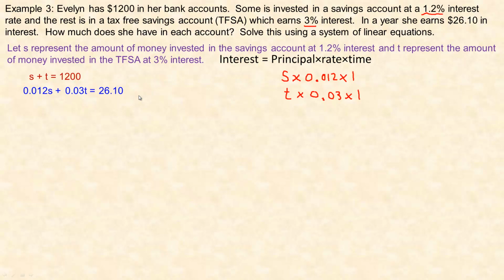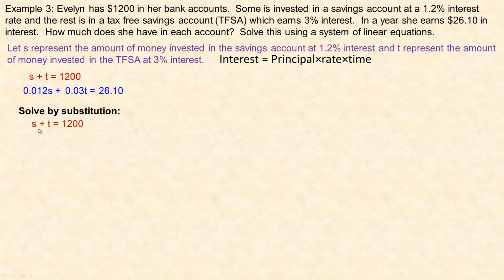Let's get rid of my writings. So that's my two equations. So I'm going to, again, solve by substitution first. And the first equation is the easier one to solve for S or T. I'm going to do S, but you could do T if you wanted. It would not matter. So to isolate S, the T is added to it, so I would take away T from both sides. So that's 0 right there. So S would equal 1,200 minus T.